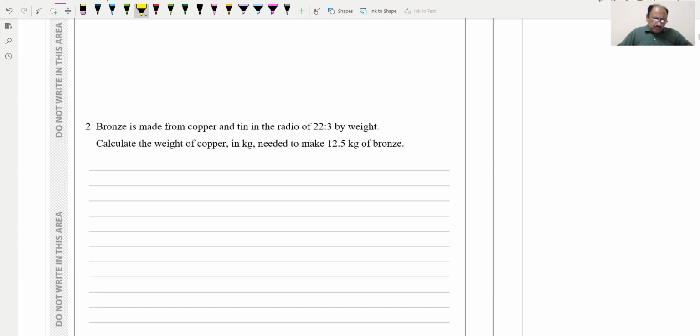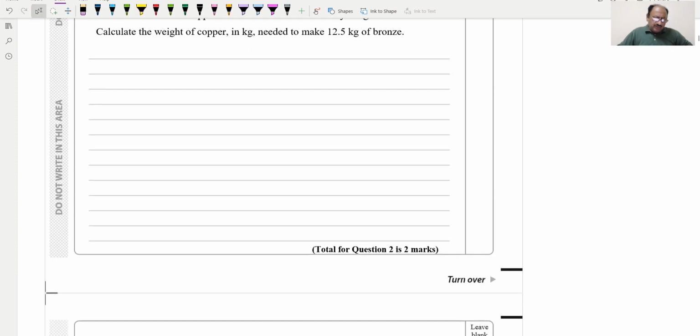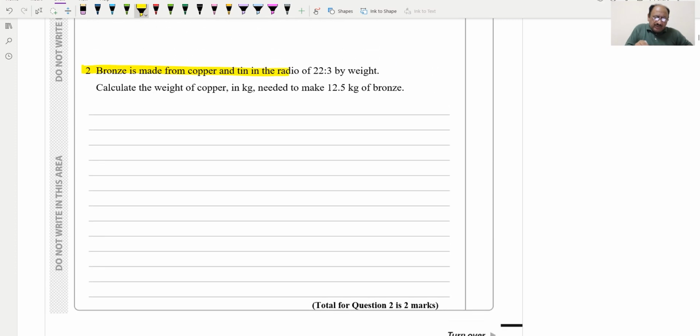Now question number 2, and question number 2 says bronze is made from copper and tin in the ratio of 22:3 by weight, and we can find the sum of ratios. The sum of ratios will be equal to 22 plus 3, which is equal to 25. So this is the sum of ratios which we have calculated.